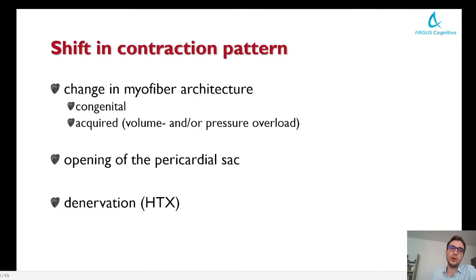What can we quantify? What can we assess by using ReVision? So there are multiple. There's a handful of scenarios in which the contraction pattern shifts within the right ventricle. One of them is the changes in myofiber architecture, which occurs actually in a lot of clinical scenarios, and congenital heart disease is definitely one of the most important of them.